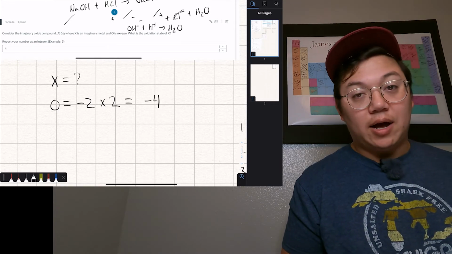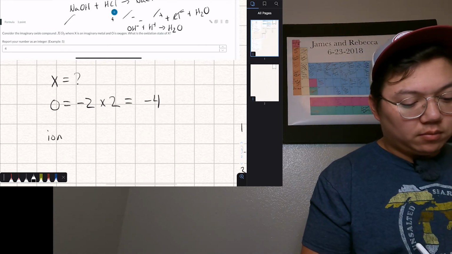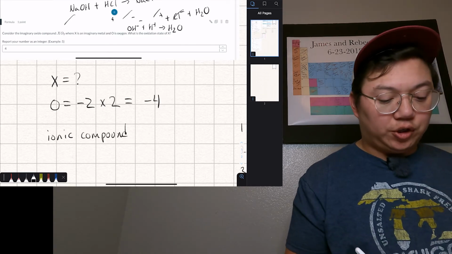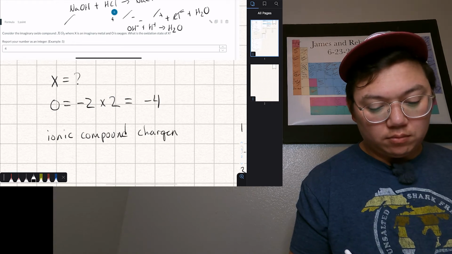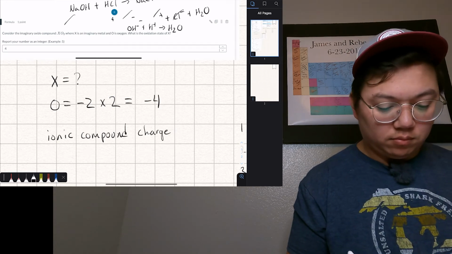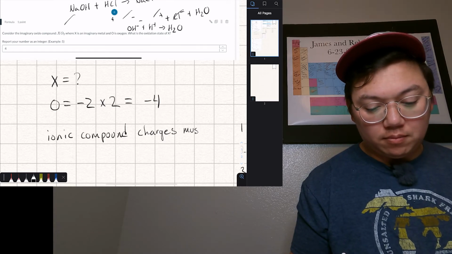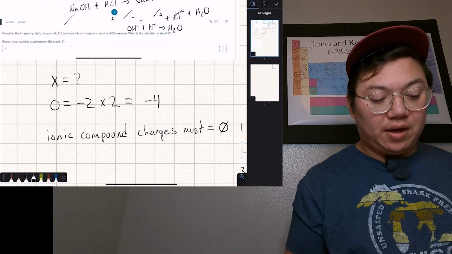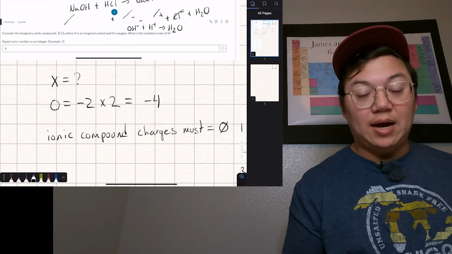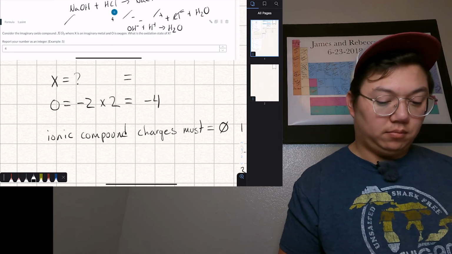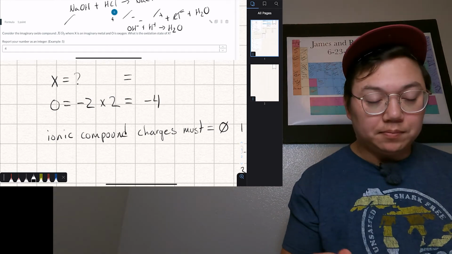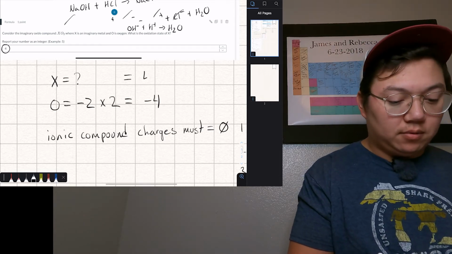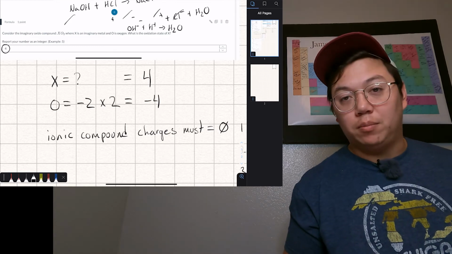And in any ionic compound, the charges must equal 0. So what then does our oxidation state on X have to be? The oxidation state then, if you're looking over here, on our imaginary metal X is 4.